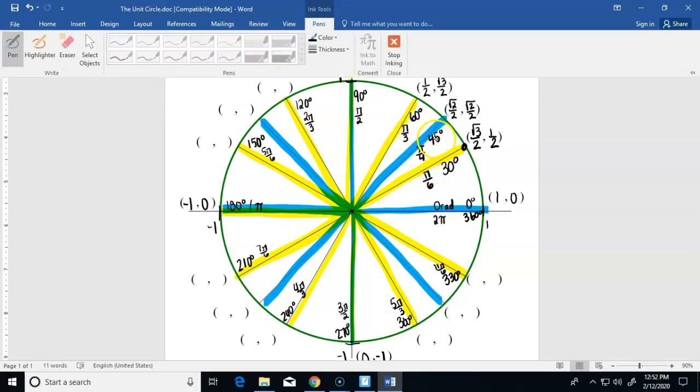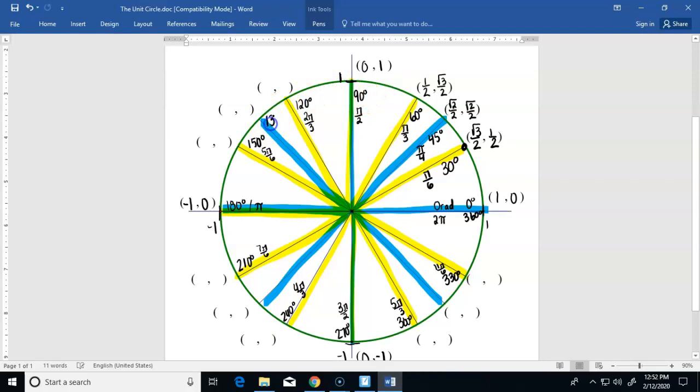So if this is 45, this is 90. If we add 45 more, we're going to get 135 right here. If we add 45 more, we'd get 180. If we add 45 more, we get 225. Add 45 more, we get 270. 45 more will give us 315. And then 45 more would give us 360. Those aren't hard to figure out because halfway between 30 and 60 is 45.